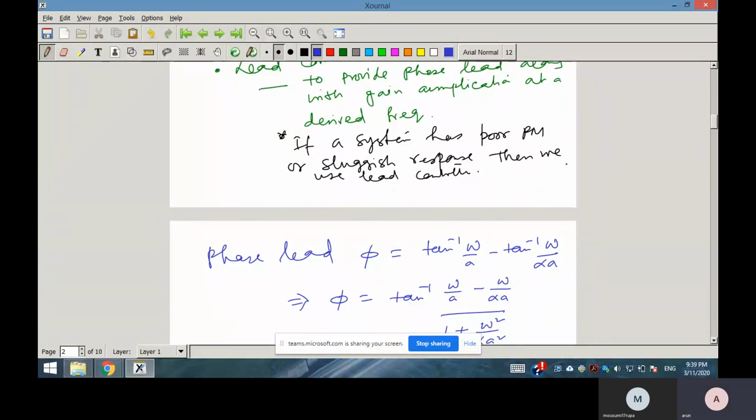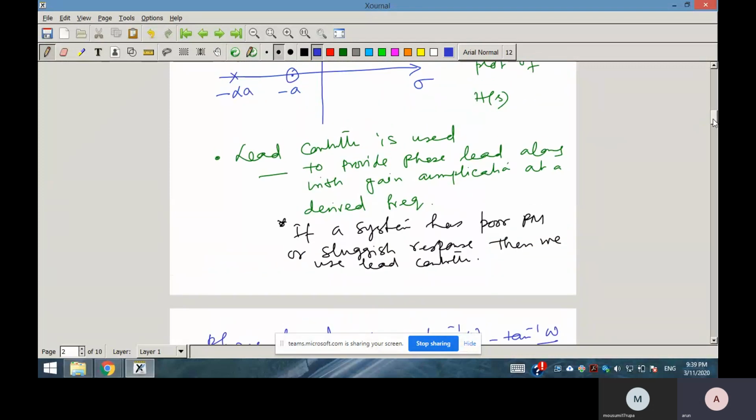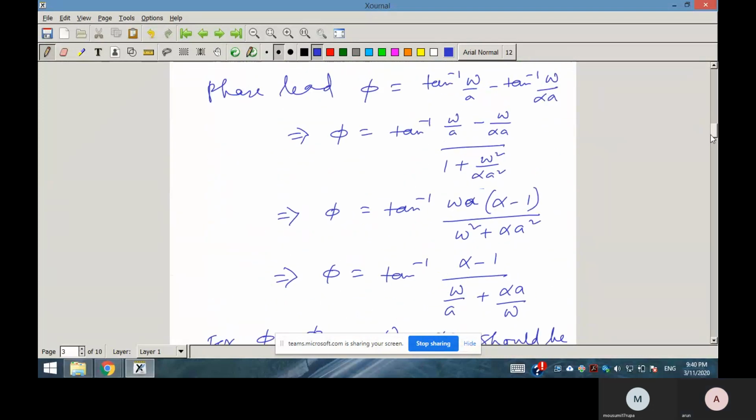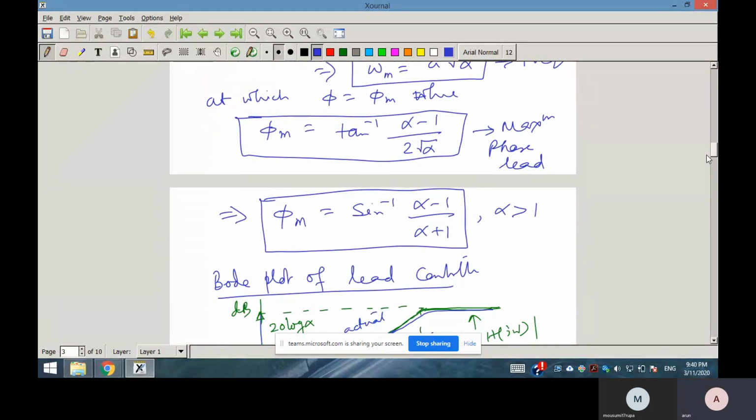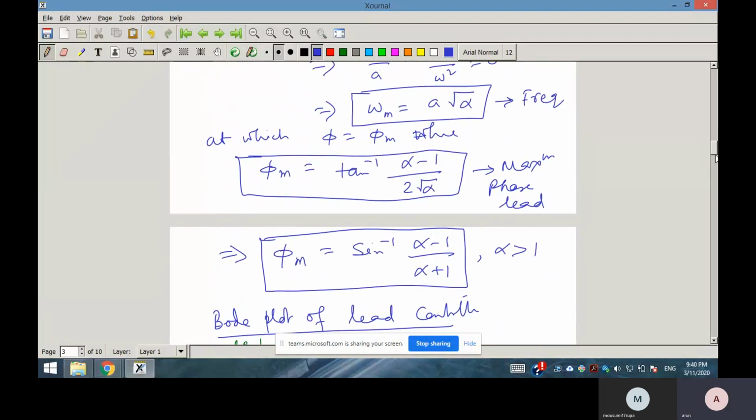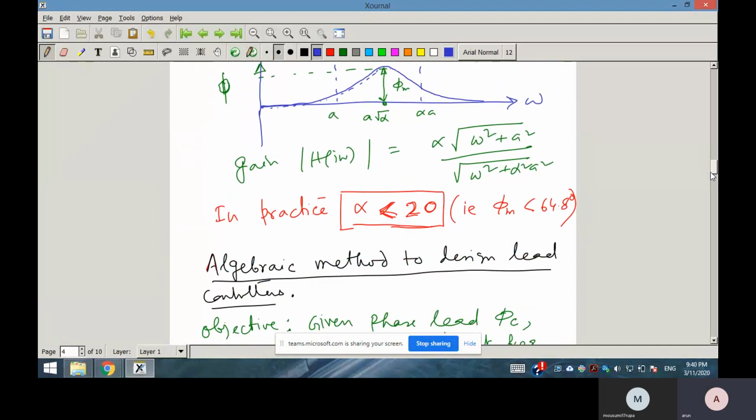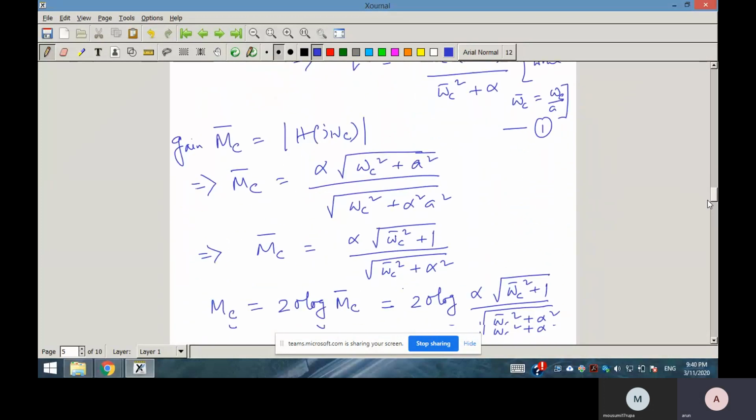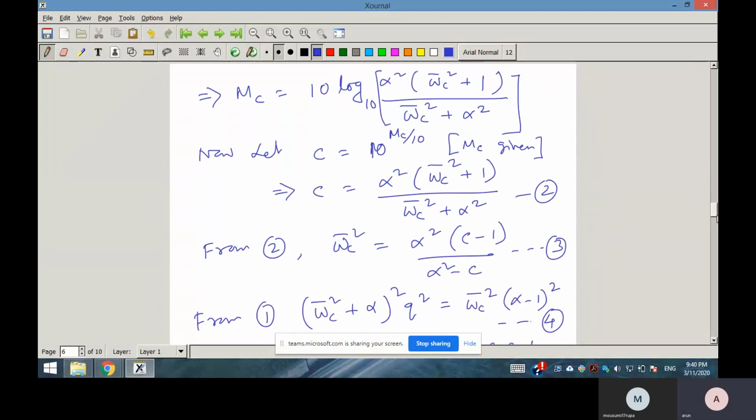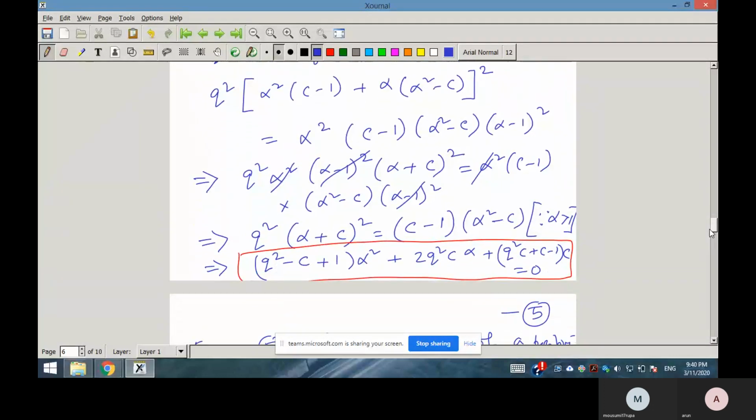For phase margin and transient response, we use lead control, that's fine. It provides phase lead along with gain amplification at a desired frequency. This is omega, the frequency at which phase lead is maximum here. Alpha is less than 20. The algebraic method to design lead controllers is a very important method. In Nagrath's book, this is there. So this equation is very important.